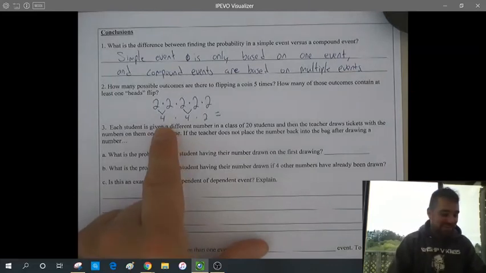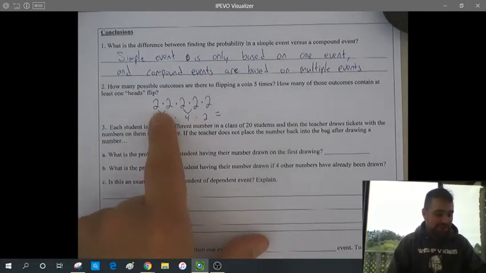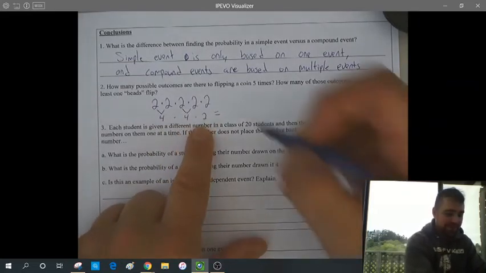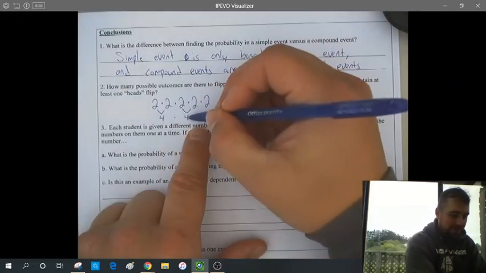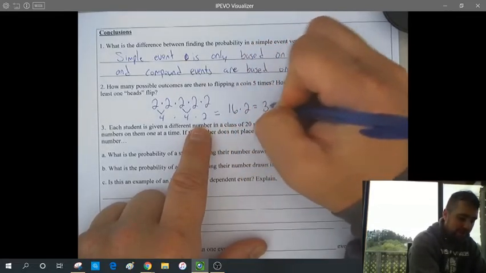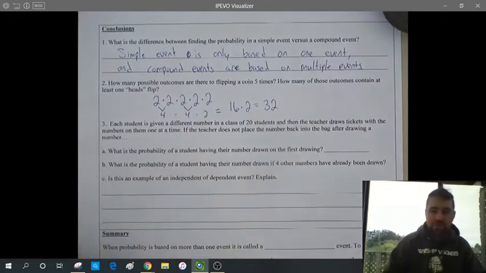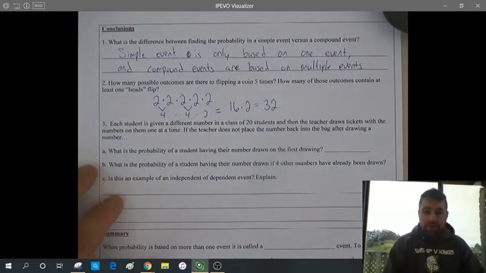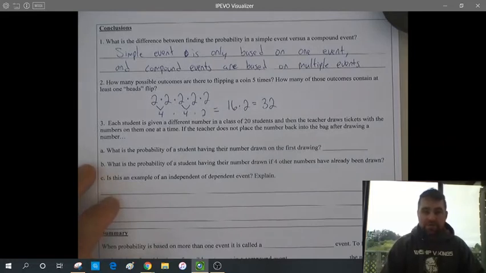All right, so multiplying these together, I multiplied 2 times 2 to make 4 there, 2 times 2 to make 4 there, and then we have this other 2 left over that it still needs to multiply. So that would be 4 times 4, which is 16, times 2, and so we ended up with the possible 32 outcomes. So 32 different outcomes from flipping a coin 5 times.